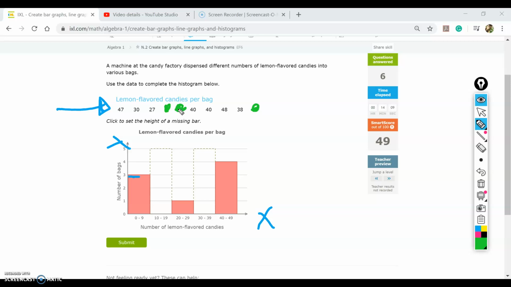Now from 10 to 19, let's see how many do we have from 10 to 19. Do I have a 10? No. 11, 12, 13, 14, 15, 16, 17, 18, 19? No, we do not have those numbers. So for this bar here, I do not have bags that have from 10 to 19 number of lemon flavored candies. So I'm just going to click right here, 0. There were none, 0. Now I'm going to continue from 20 to 29.